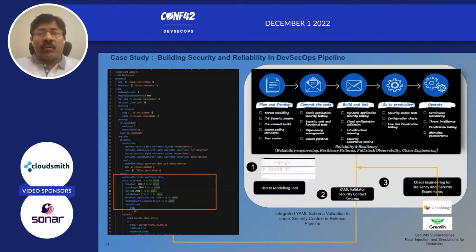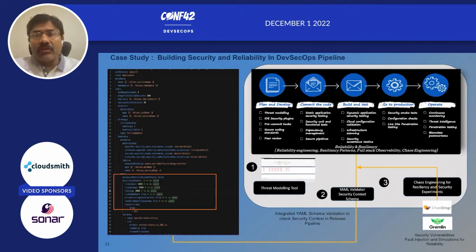Plan and develop the threat modeling from all the phases. This is one of the case studies on building security and reliability in a DevSecOps pipeline. Right from plan and develop, you start with threat modeling. There are certain threat modeling tools you can implement, and these tools will help to identify the impact on the design and various design components.